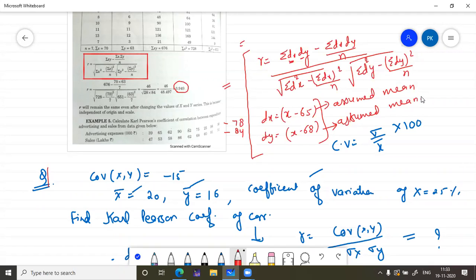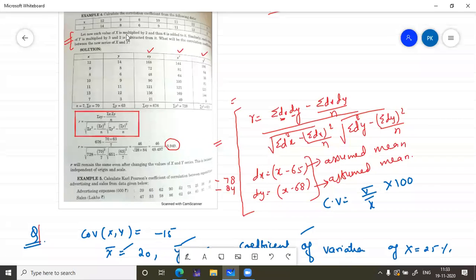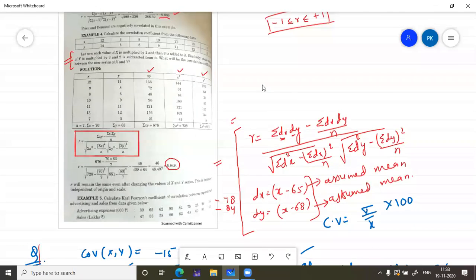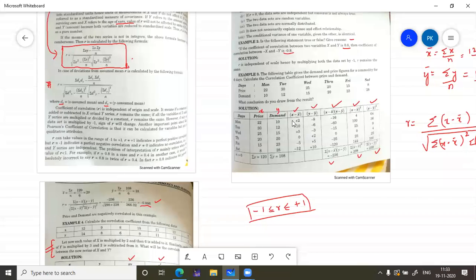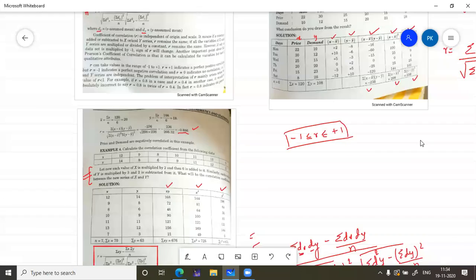So you just try to find out. एक कॉलम मेरे पास यहाँ पे सेम बनेगा, सिर्फ इसी प्रॉब्लम में, पहले वाली प्रॉब्लम यहाँ पे x minus assumed mean, y minus assumed mean और सेम यही चल रहेगा, बस assumed mean से हमने इसको divide subtract किया है.